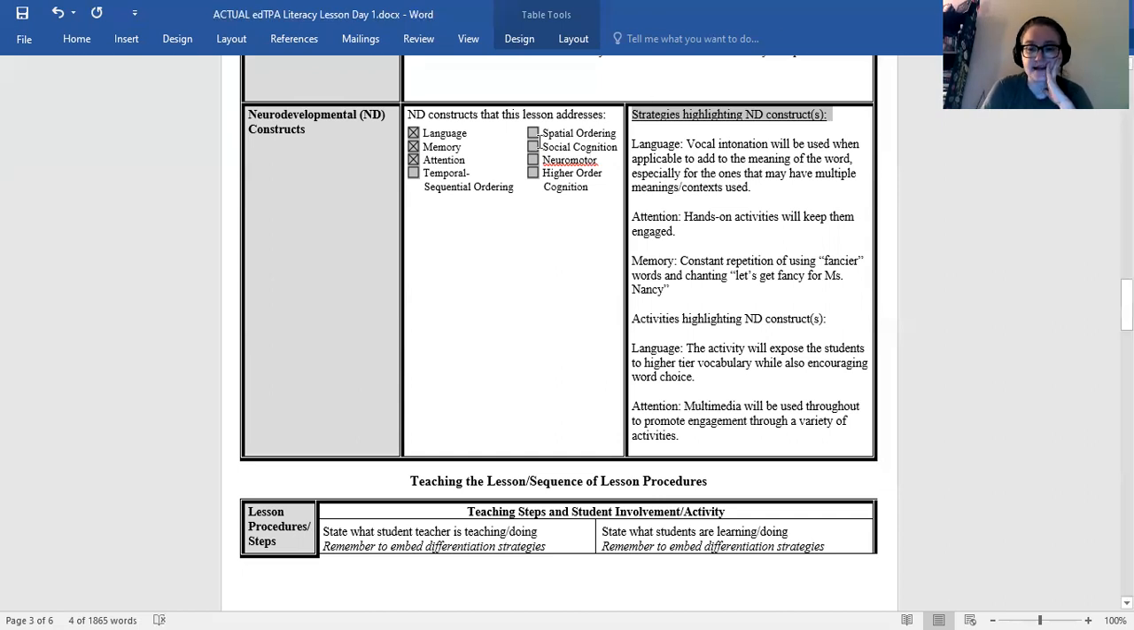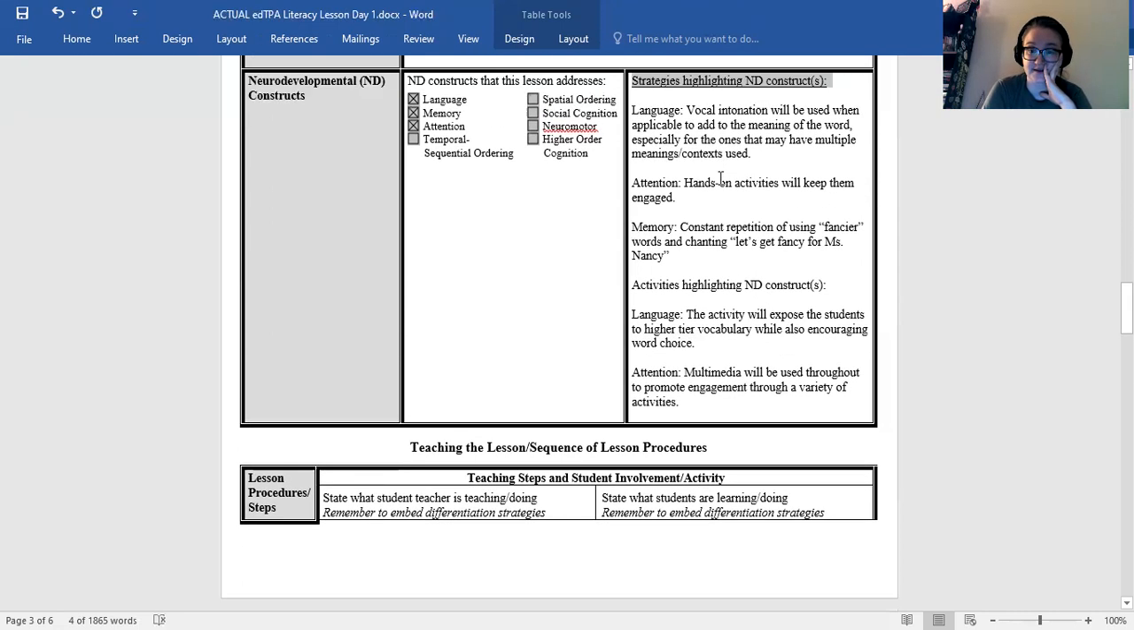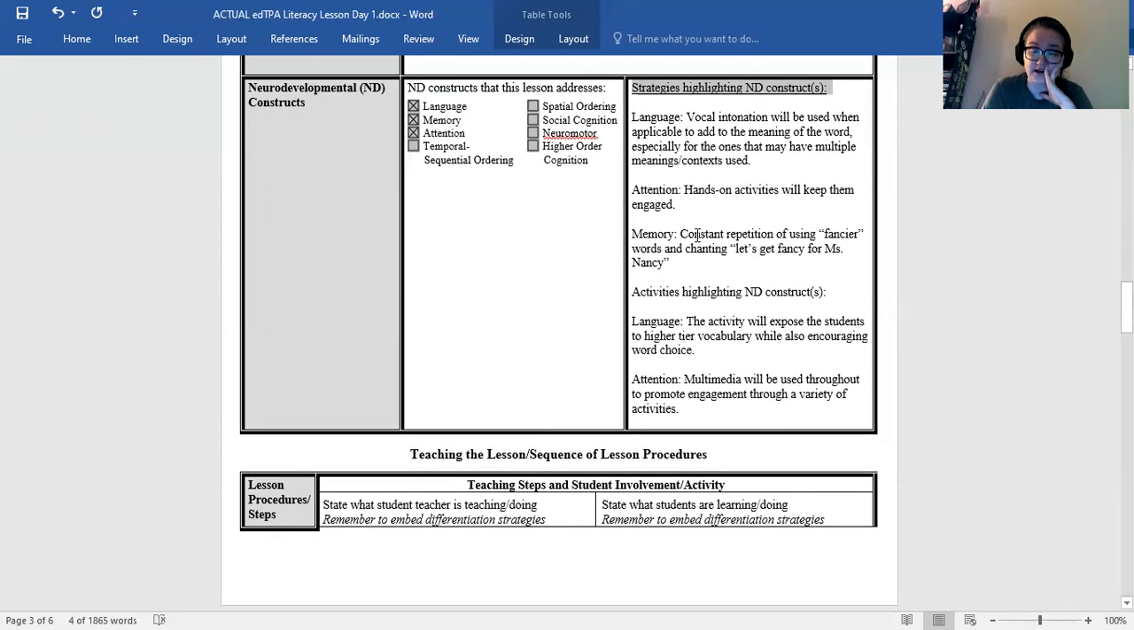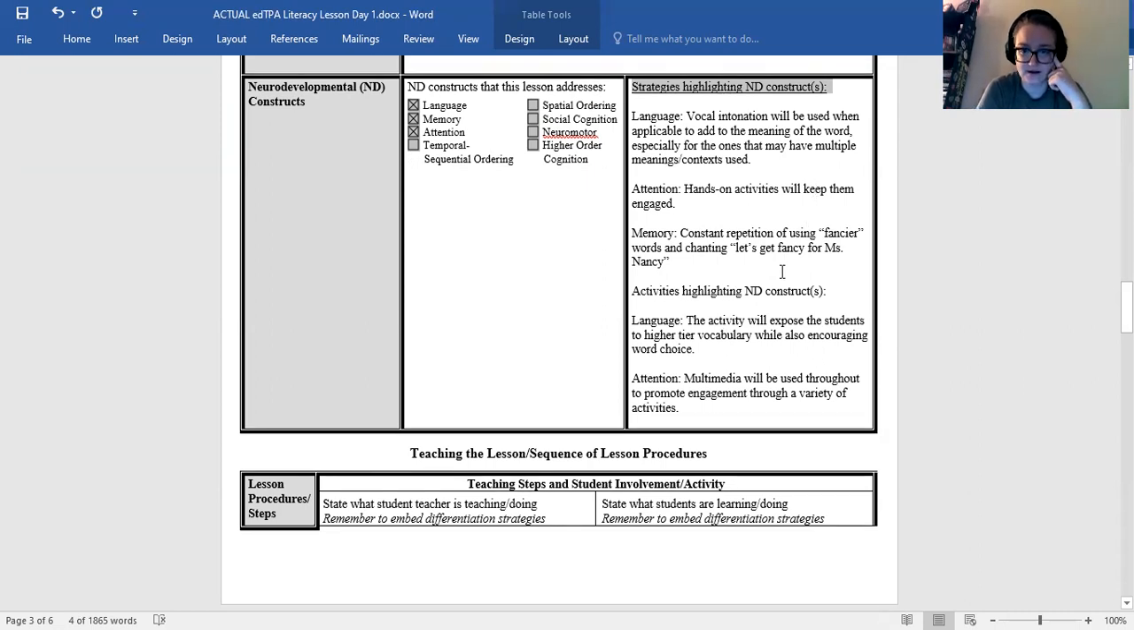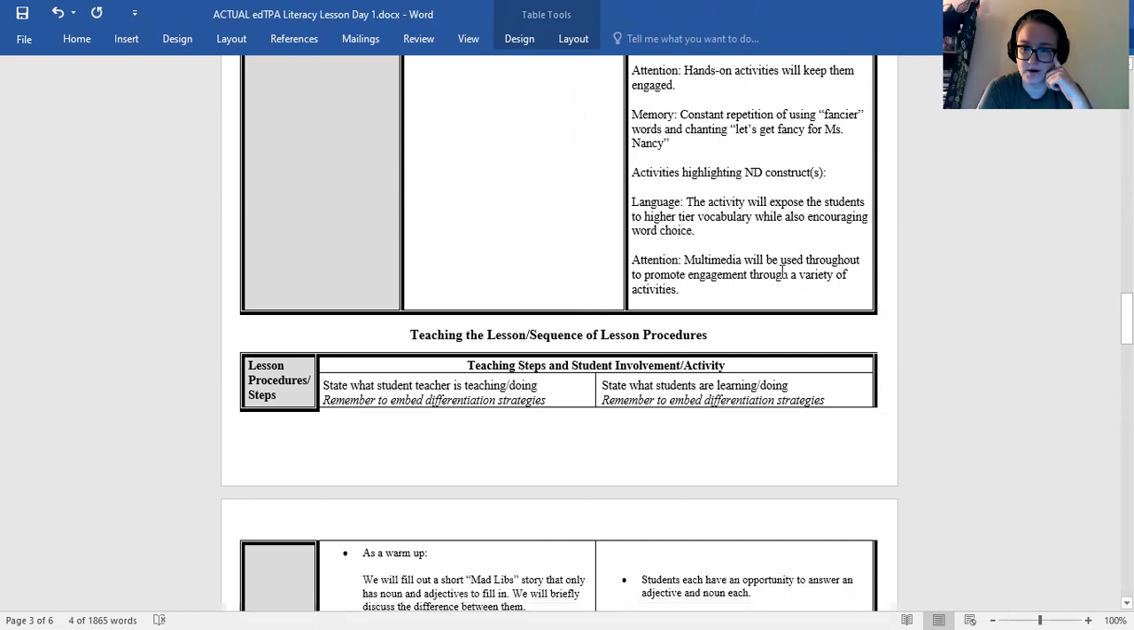Attention: hands-on activities will keep them engaged. I'm hoping, especially with this virtual environment, giving them a hands-on activity is going to be fun. Memory: constant repetition of using fancier words and chanting, let's get fancy for Miss Nancy. Things like that. I'm going to be annoying. You know me. Picture me with kids. Bex with kids is something else.